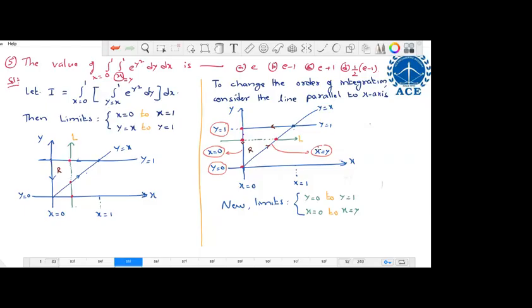Got it. Got it. Thank you, sir. If you know this point, then you can draw the limits. Okay. Thank you, sir.